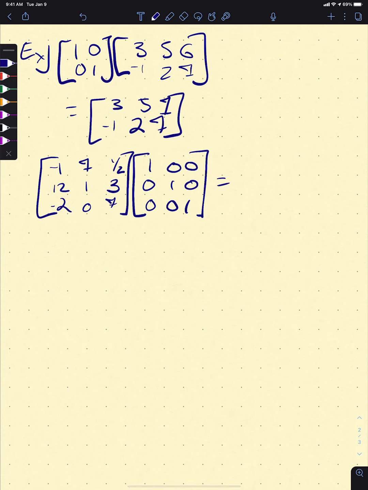Well, when we carry out this multiplication, it's the same idea. What goes in this entry? Well, it's 1 times negative 1, 0 times 7, and 0 times 1/2. So negative 1, right? For the same reason, this entry is going to be the inner product of this row and this column, right? So it's going to be negative 1 times 0, 7 times 1, and 1/2 times 0 for 7, right?